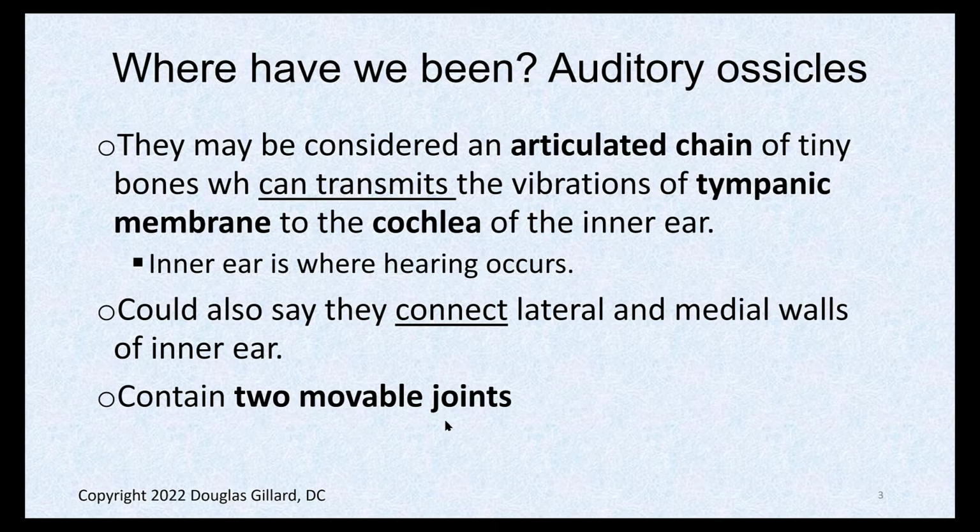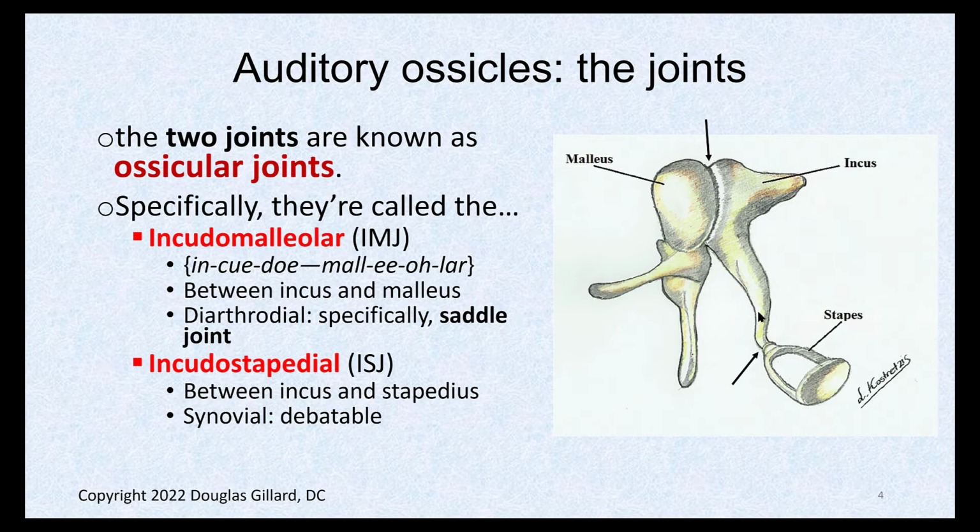Auditory ossicles, what do they do? Or what can you consider them? Some consider them an articulated chain, meaning that if they're articulated, they have joints, and they're tiny bones, and they transmit vibration of the eardrum or the tympanic membrane to the cochlea of the inner ear, which of course is where hearing occurs. You could also say that they connect the lateral and medial walls of the middle ear together, and they contain two movable joints which have names.